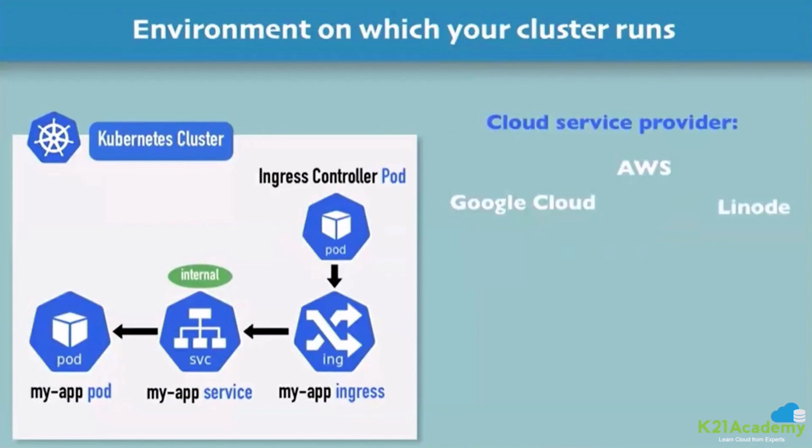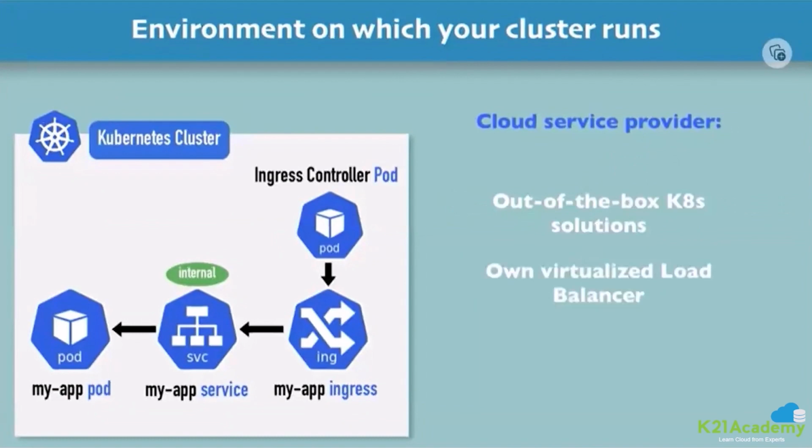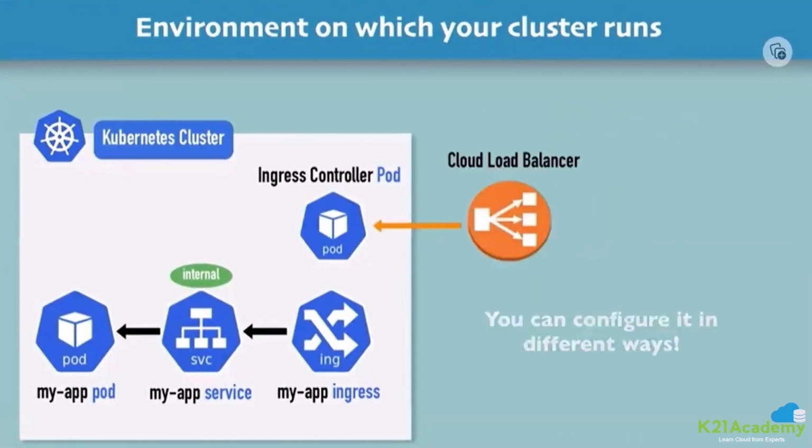So if you work in that cloud environment, you can call these the out-of-the-box Kubernetes solutions. We are talking about the ingress controller also. There is bare metal, on premises, or cloud, or you can virtualize your load balancer. Cloud service providers use their own virtualized load balancer, and you can configure it, as you can see here.